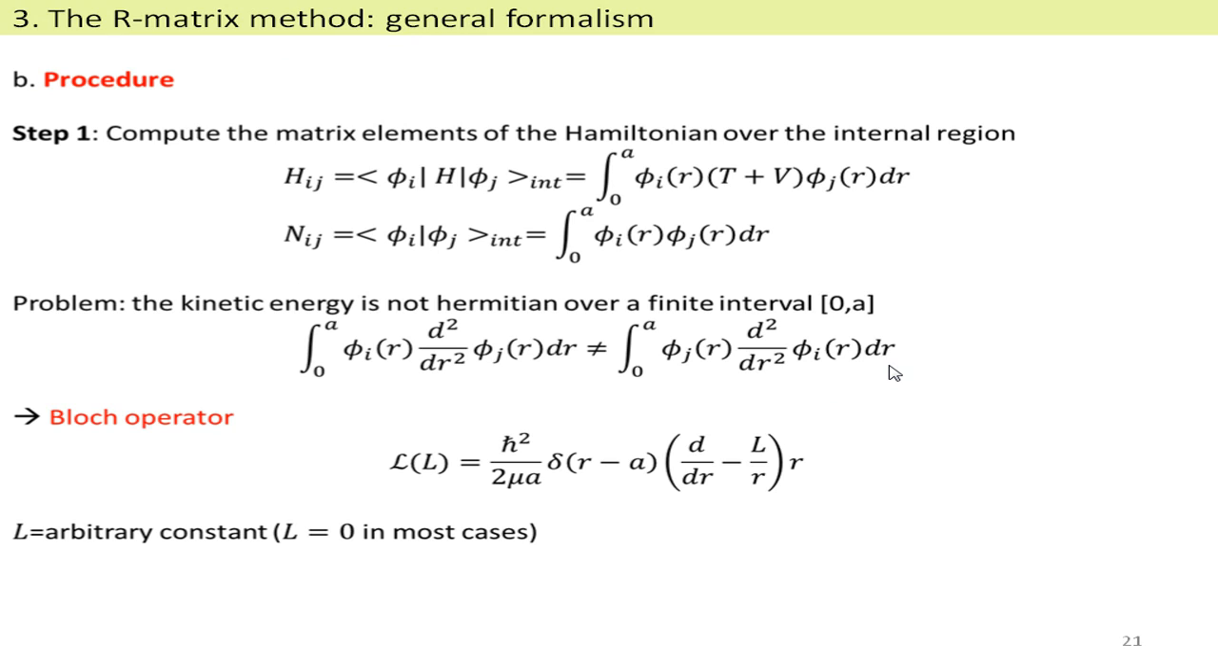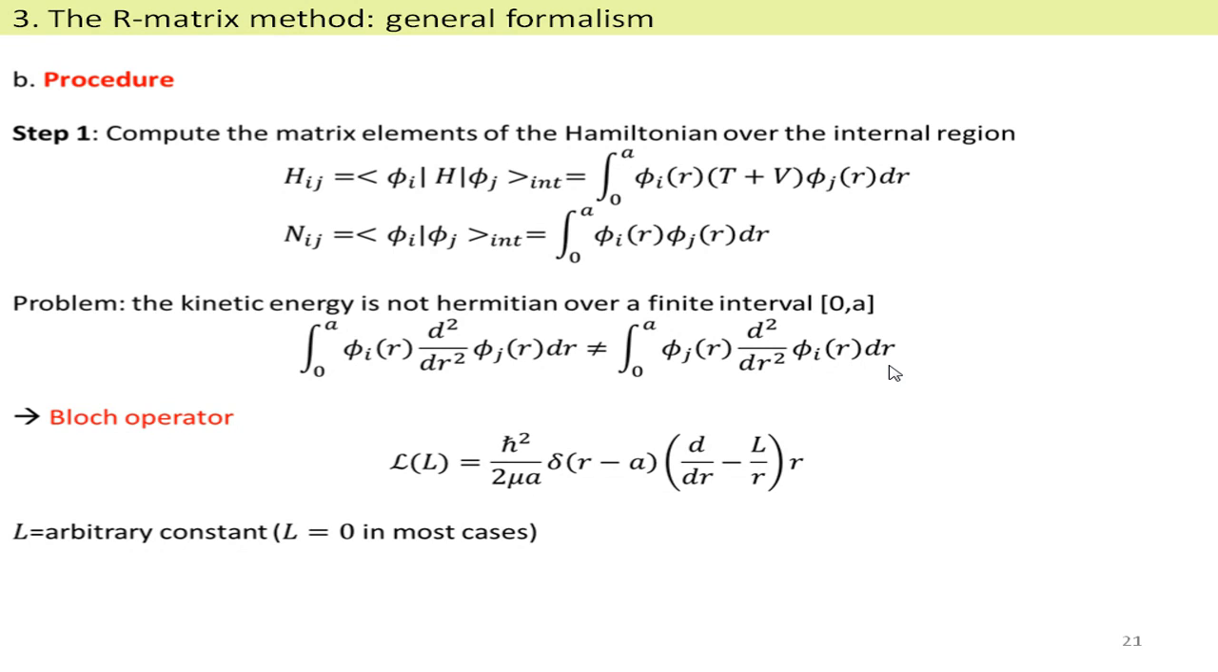So the first step in the R matrix is very similar to a variational calculation. In a variational calculation, you have a Hamiltonian, you have a set of basis functions, and you compute the matrix element from 0 to infinity. But here, because the basis functions are valid only in the internal region, you compute this matrix element not from 0 to infinity, but from 0 to A. This is the idea of the R matrix. So you compute this internal matrix element from 0 to A. This is for the Hamiltonian, and this is for the overlap.